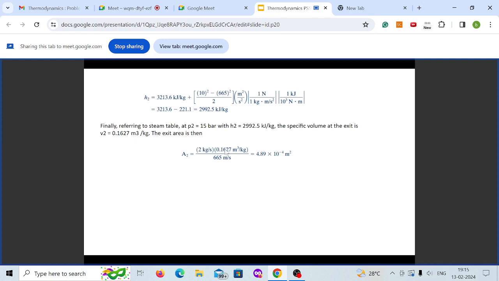So substituting this, we know the mass of fluid which is coming in, m dot, which is 2 kg per second. Specific volume is 0.1627, and divided by velocity, which is 665 at exit. So we can find out the area, which is nothing but 4.89 into 10 power minus 4 meter square. So this is the area you require to reach 665 meters per second velocity.